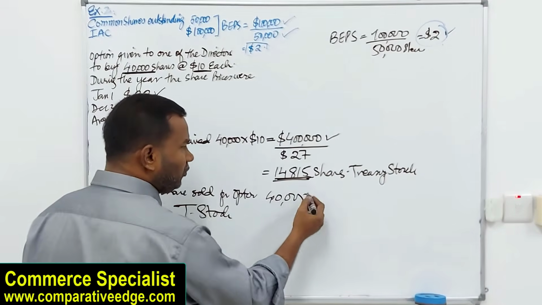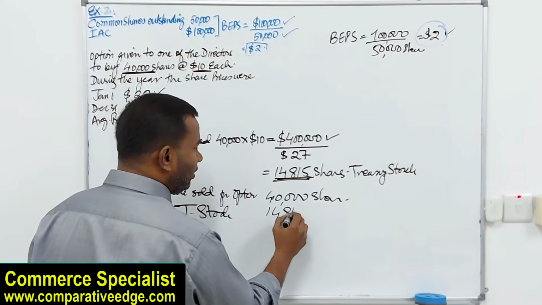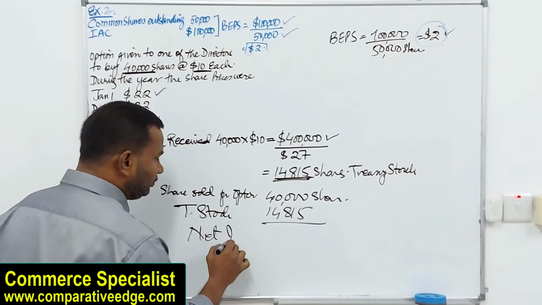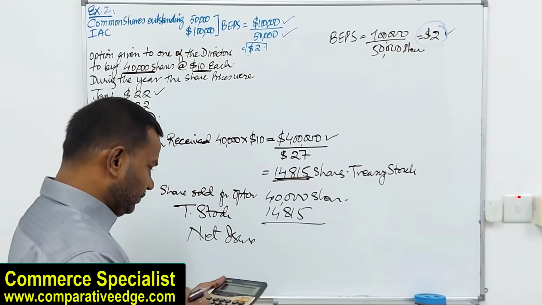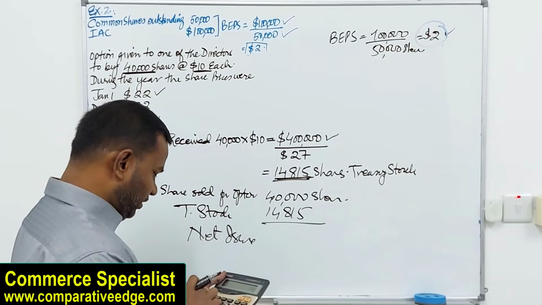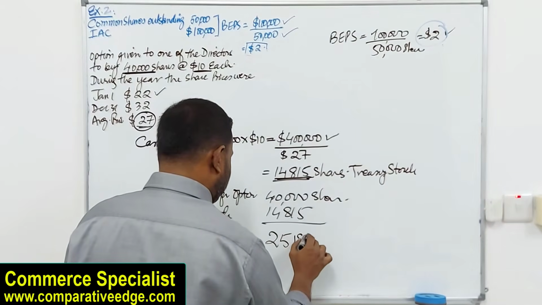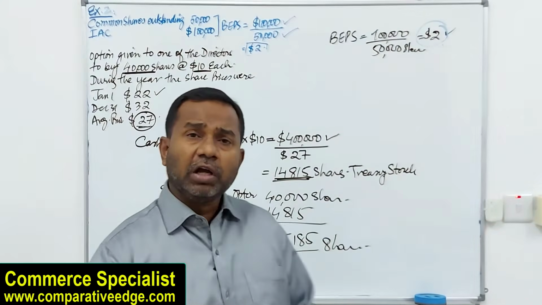We sold 40,000 shares, but we purchased 14,815. So net, how many shares did we issue? 40,000 minus 14,815. 25,185 shares are issued when we talk about options.